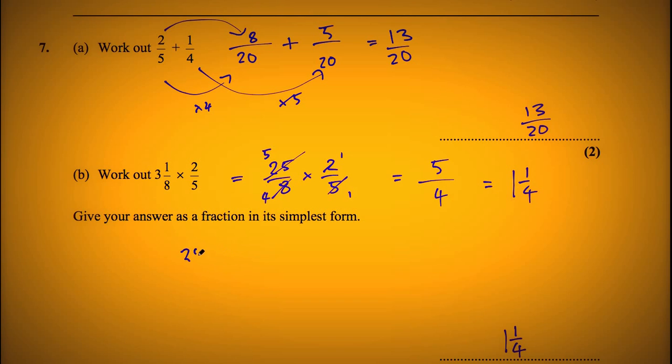Just to check this, if I hadn't simplified earlier on, I would have just multiplied the numerators and got 50 over 40, which cancels to 5 over 4 anyway. So whichever method you're happier with.